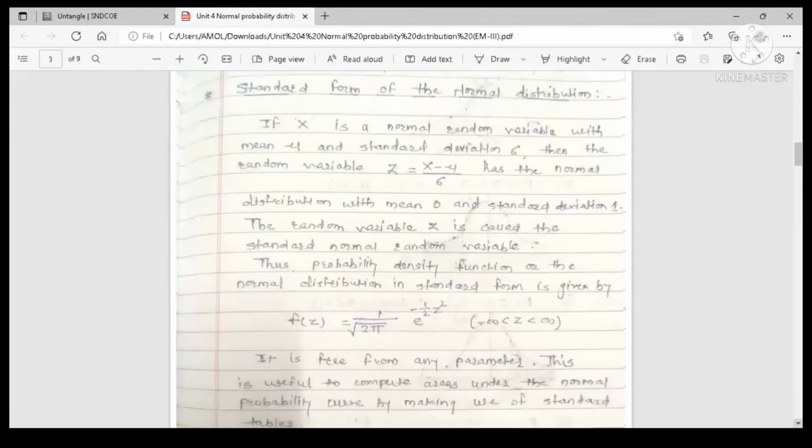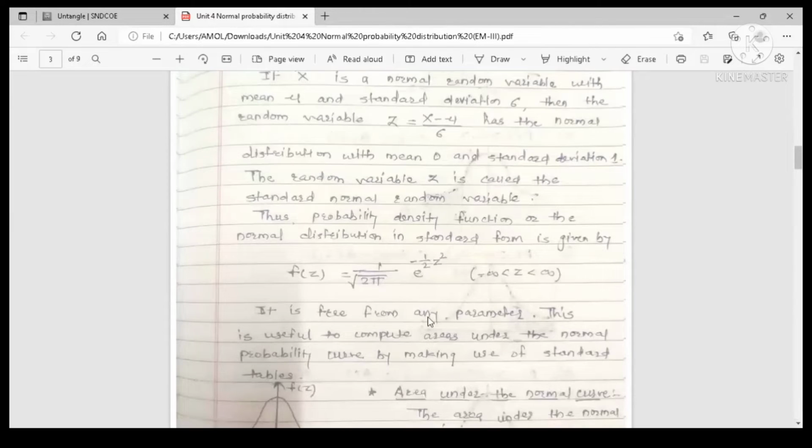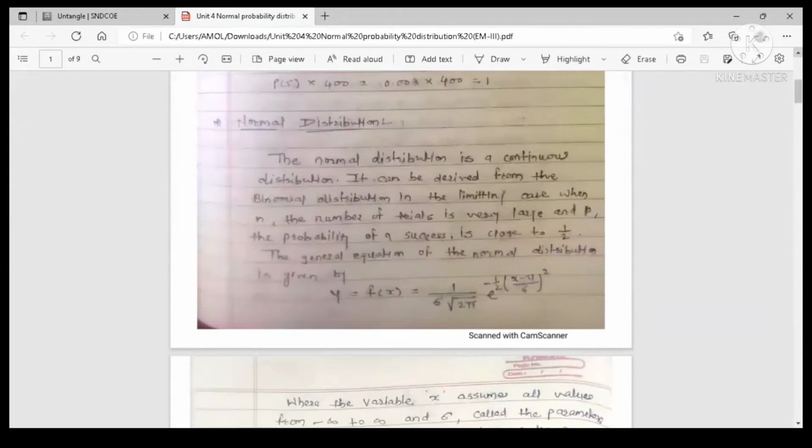Thus, the probability density function of the normal distribution in standard form is given by f of Z is equal to... Now we have converted X in terms of Z, so your function is now f of Z, not f of X. In place of f of X, now it is f of Z is equal to 1 upon under root 2 pi. Why is it like this? See, this is the general equation of the normal distribution. Now we have converted X in terms of Z, so your function is here f of Z is equal to 1 upon sigma.